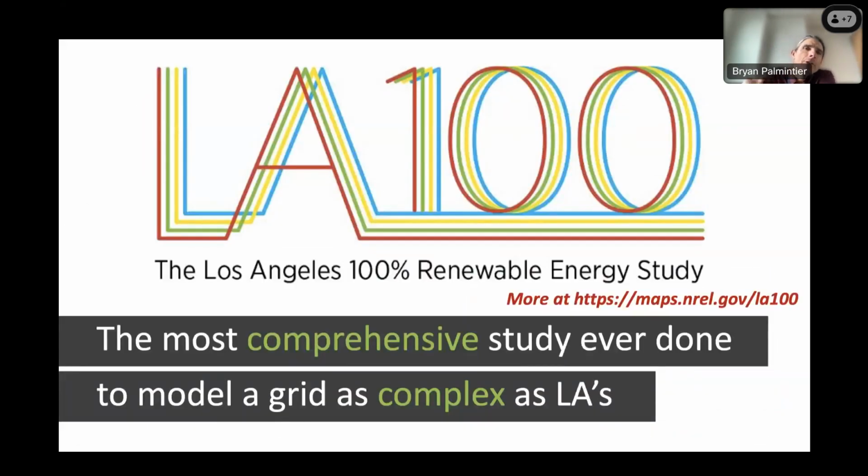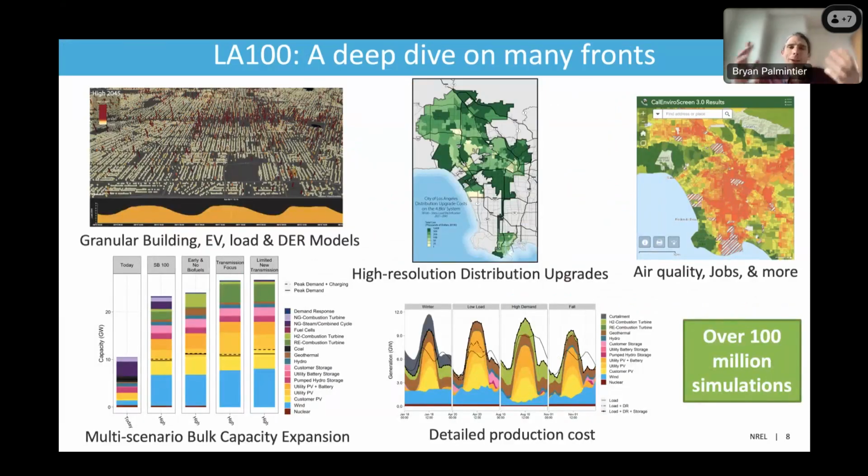So a place where we did a lot of integrated analysis that many folks, but perhaps not everybody on the call may be familiar with, was a project we completed a little while ago with the Los Angeles Department of Water and Power, looking at pathways to 100% renewables. And this was a very in-depth project. We could spend this whole webinar on just talking about LA100, so we're not going to do that. Instead, I'm just going to highlight that this was a deep dive on a lot of different fronts.